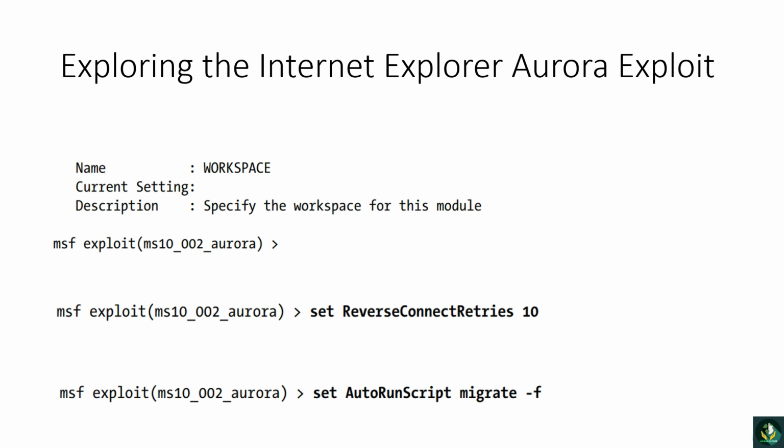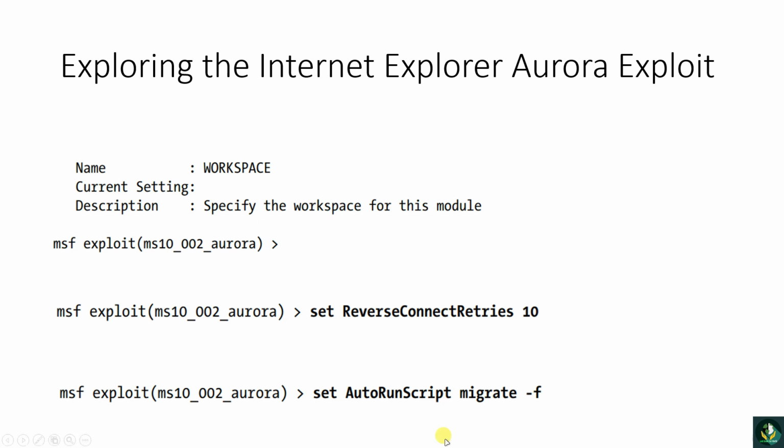Now suppose you wanted to change the amount of tries a reverse connection would do. The default is set to 5, but you might be concerned with the timeout and want to increase the connection retries. So we set it as 10. As you can see, connection retry is set as 10. In this case, you want to migrate automatically to a new process in case the target user closes the browser window right away.